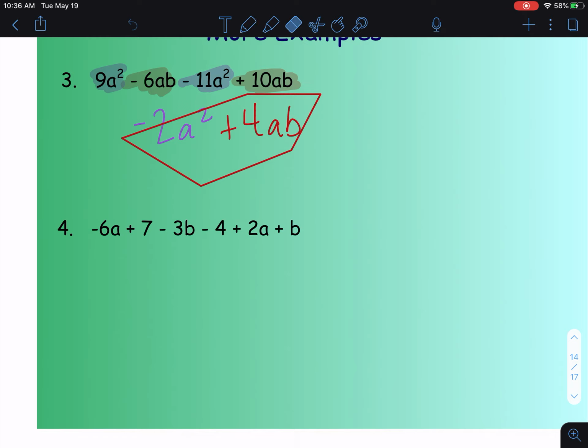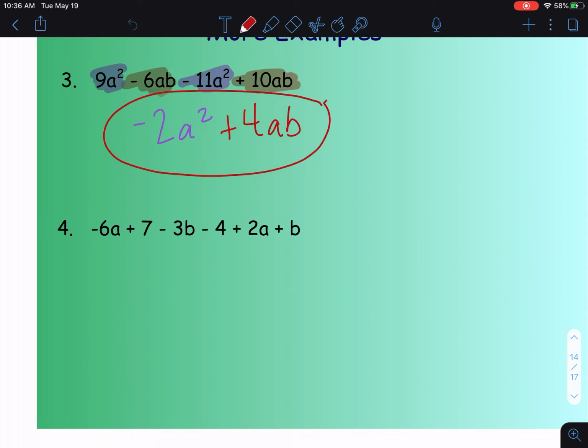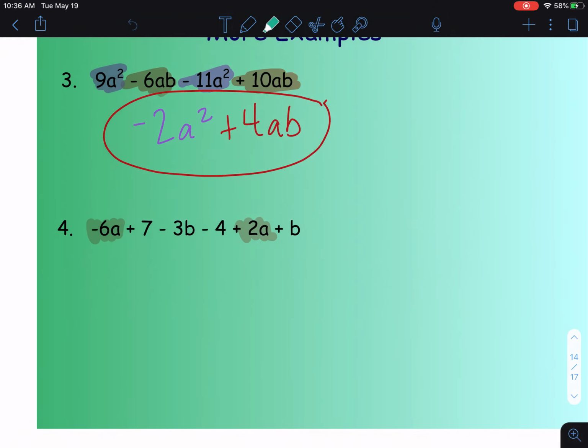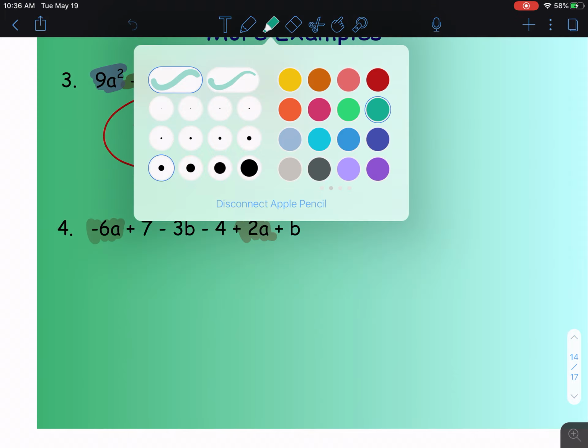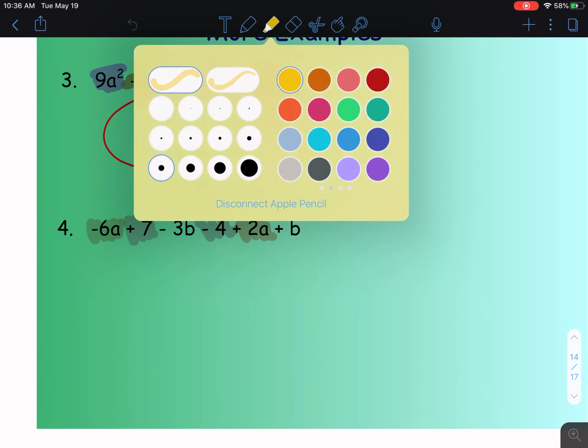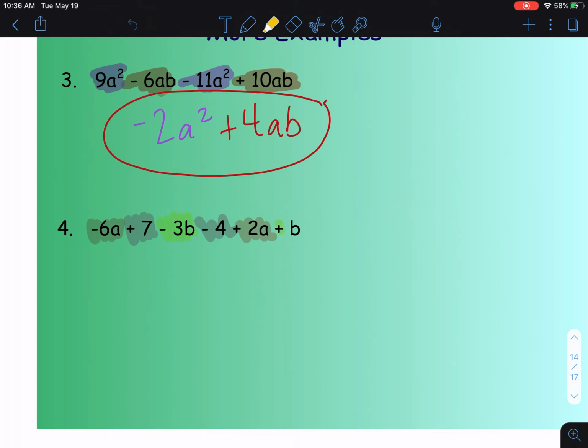And that is our answer. Oops, that looks horrible right there. There's nothing more that I can do with that. I just have to leave it. Last example, we have a negative 6a and we have a plus 2a. Now let's look at, we have a, that's a god-awful color, sorry. We have a plus 7, just a whole integer, a minus 4. Those will go together. And then we have a negative 3b and a plus b.